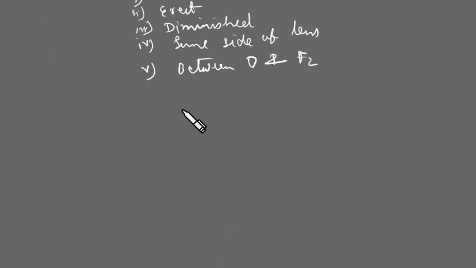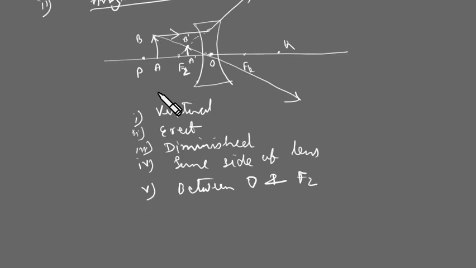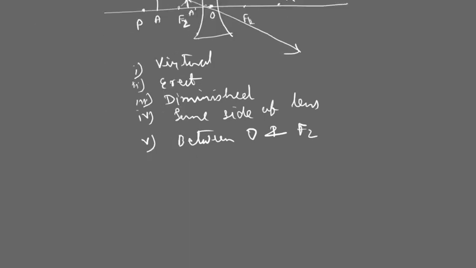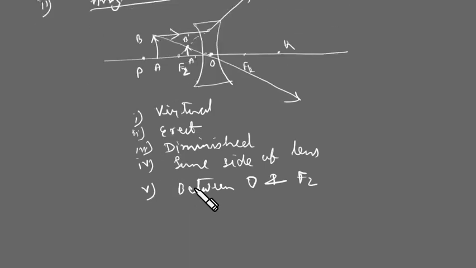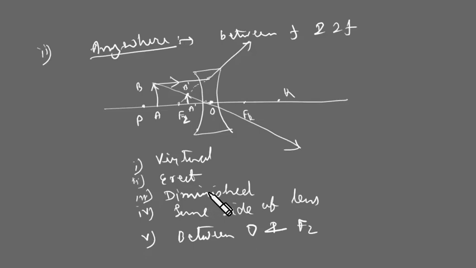Alright, so this is the image formation by lenses. We have considered both convex and concave lenses, where we have brought the object from infinite distance towards the lens, and we have seen where the image was formed by the two lenses. Alright, I hope this video was useful for you.